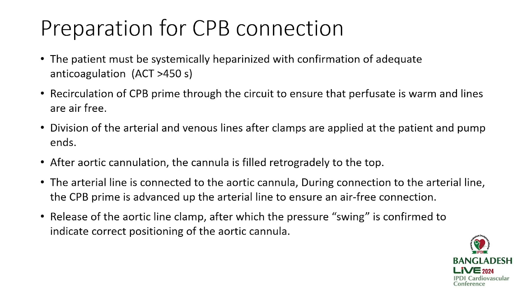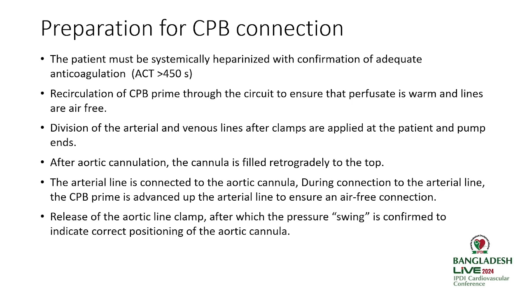So before the preparation for CPB, the patient must be heparinized. We need to heparinize him in order to get an ACT of more than 450, but we can actually take the purse string while the ACT is around 300. After that, we ask the perfusionist to recirculate a closed tube in order to make sure that the perfusate is warm and the lines are all air-free. After that, we divide the lines and clamp at the patient's end and also at the machine end. Then we go for aortic cannulation.